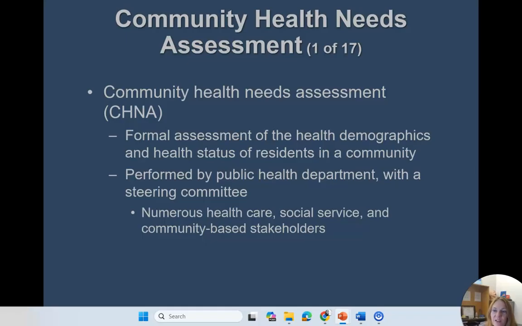Okay, so our Community Health Needs Assessment, or the abbreviation is CHNA, is a formal review of the demographics and the health status of a community. It's usually carried out by the local public health department, but the process is not done in isolation. A steering committee is usually formed, and that includes healthcare providers, social services organizations, community-based stakeholders.